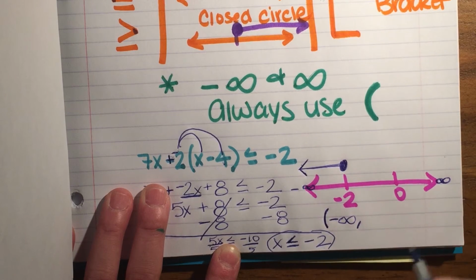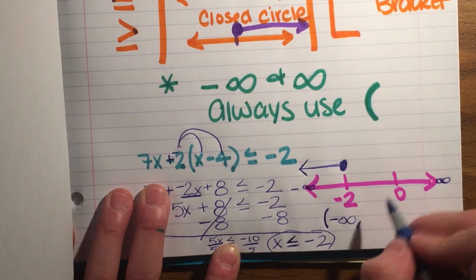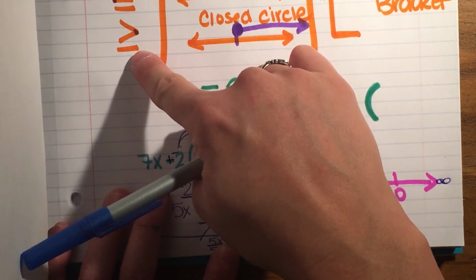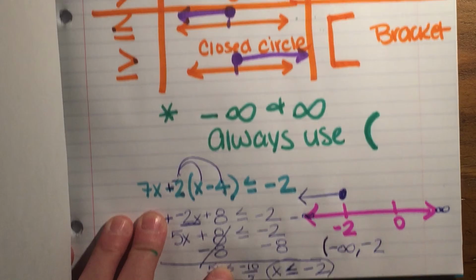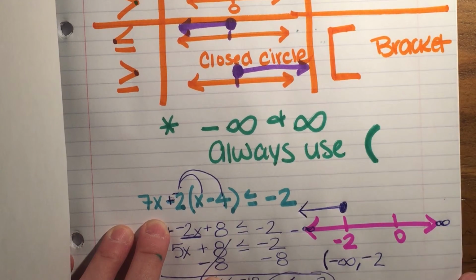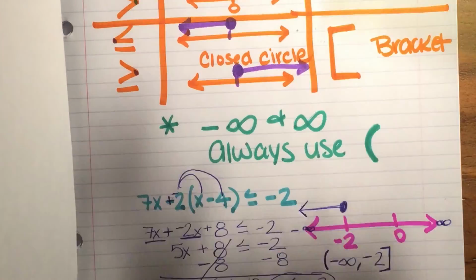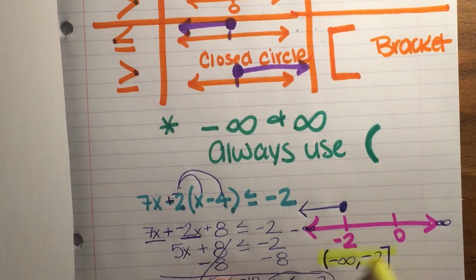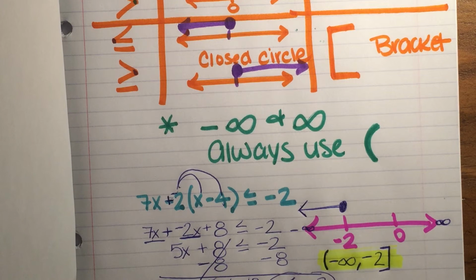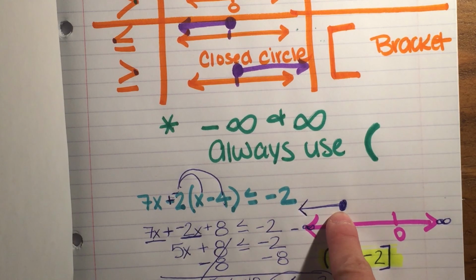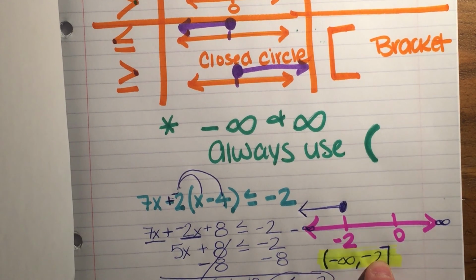I'm going to write a comma, and I'm going to stop at -2, but it's included as a solution, and we have a closed circle. So we are going to use a regular bracket because -2 is included. And that is how we write interval notation for this simple inequality. There's only one inequality drawn on this graph. So you would read it left to right, negative infinity all the way to -2, and that's how you would write it, left to right.